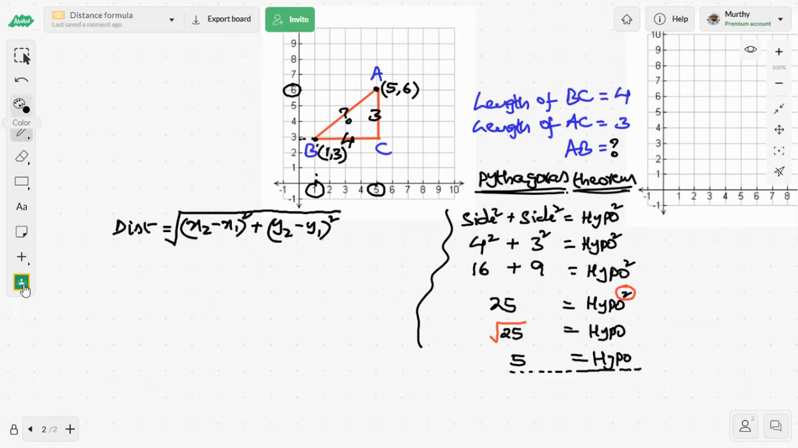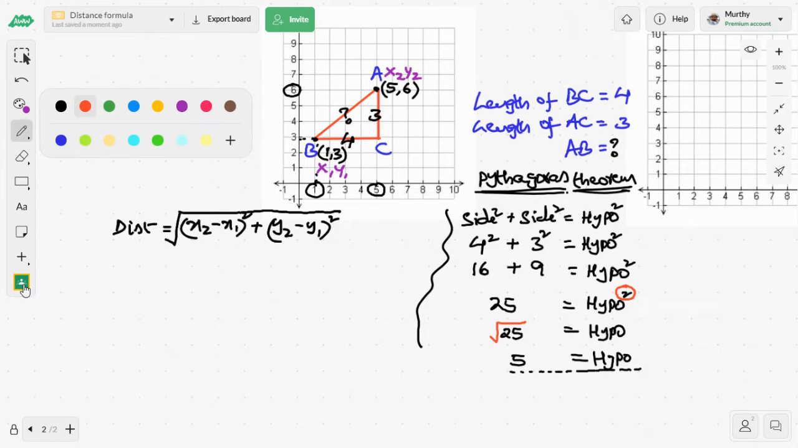I personally prefer to label the points. It doesn't matter which point is your first point. Is it point A or point B? You can take either. If you want, you can take point A as x1, y1 or point B as x1, y1. It doesn't matter. So here I'm taking point B as x1, y1 and point A as x2, y2.